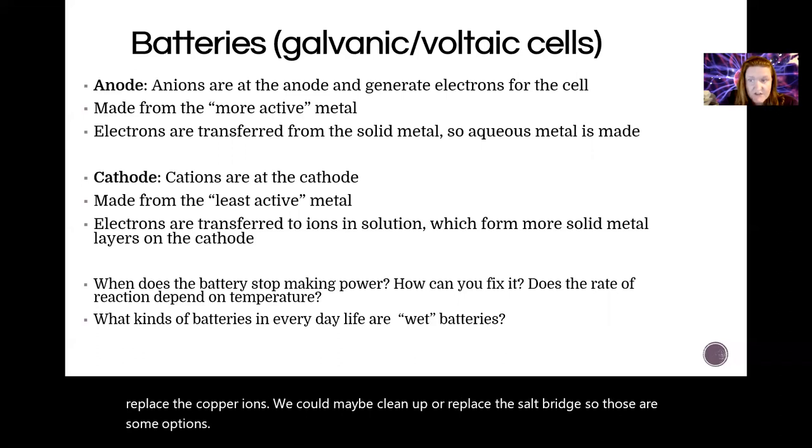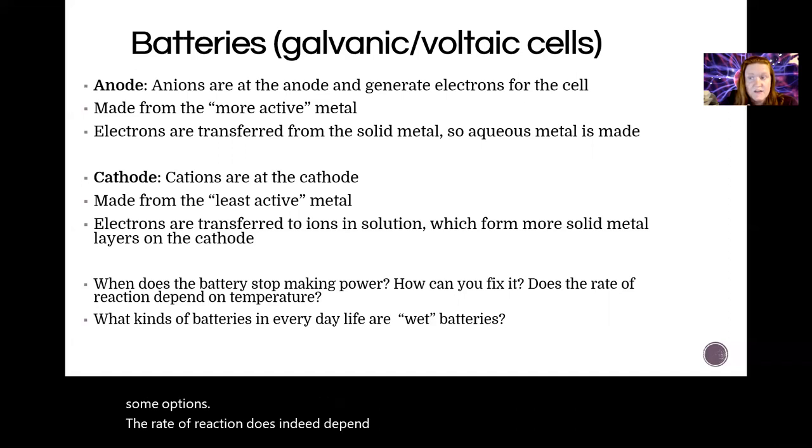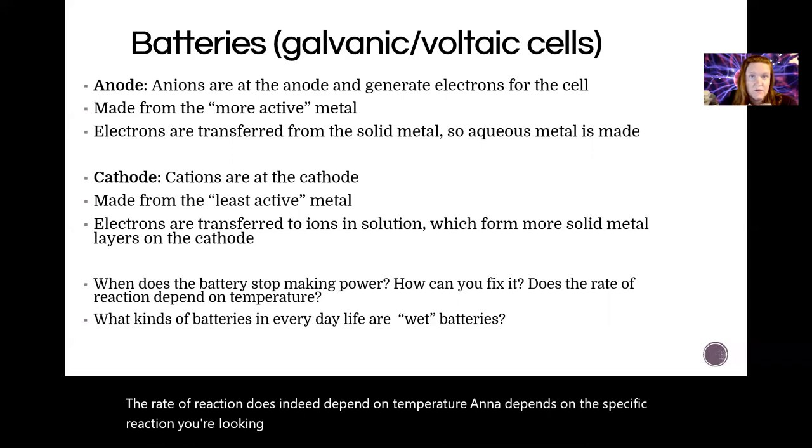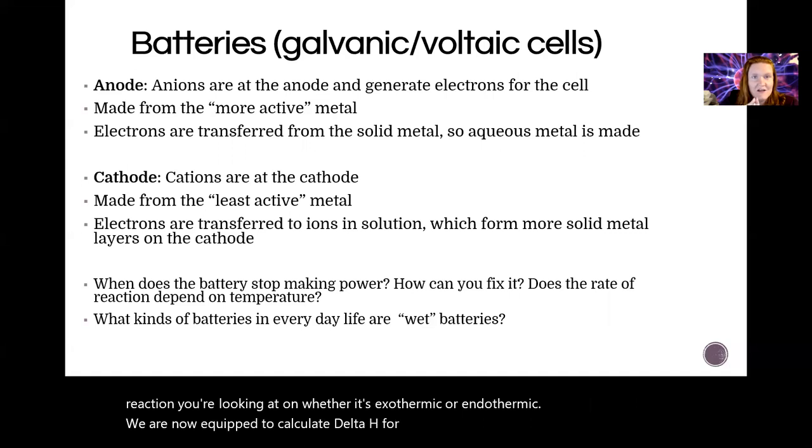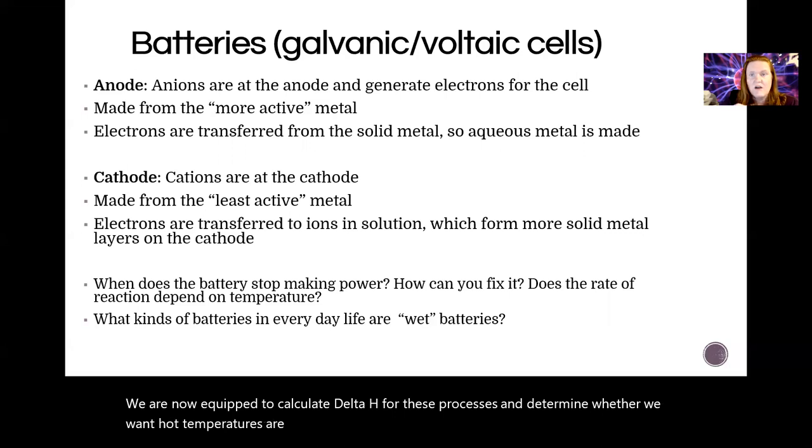The rate of reaction does indeed depend on temperature, and it depends on the specific reaction you're looking at, on whether it's exothermic or endothermic. We are now equipped to calculate delta H for these processes and determine whether we want hot temperatures or cooler temperatures.